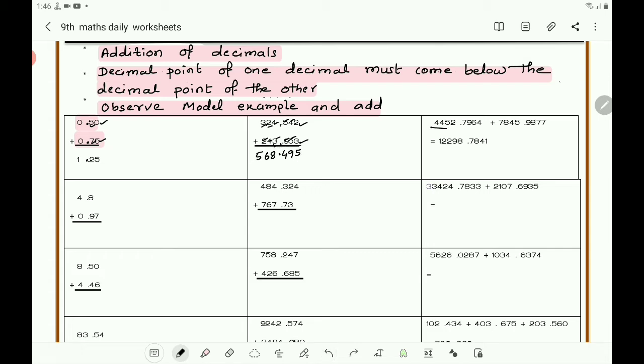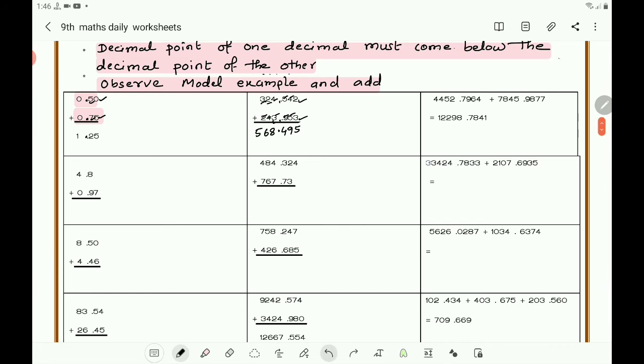Now for the sum of these two, you take one below the other in such a way that the decimal points come one below the other and add them. You will get the sum and verify. Then next one, 4.8 plus 0.97. Here you observe the decimal points are one below the other. Here you take 0 and add 0 and 7 and write here. And next you add 8 and 9. 8 plus 9 is 17. So write 7 and 1 carry. You will get 5.77.